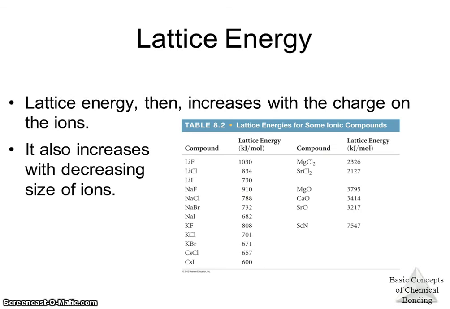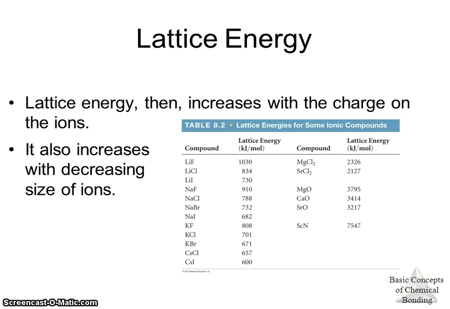So take a moment and study this table. And what I want you to study about it is what is the relationship between the variables in Coulomb's law and these lattice energies. So specifically, what is the relationship between the charge and lattice energy, and what is the relationship between the atomic or ionic radius and the lattice energy?